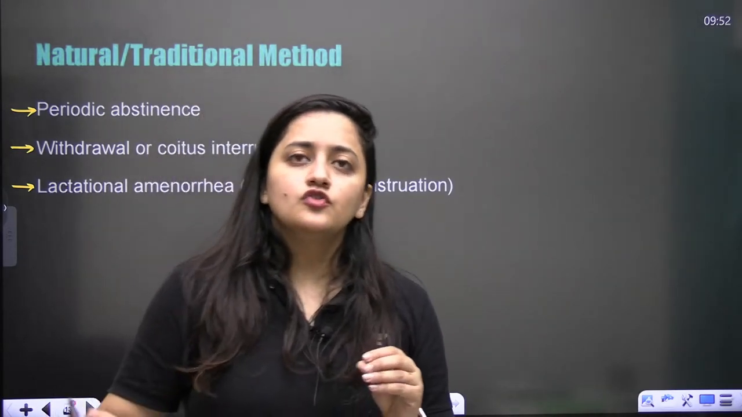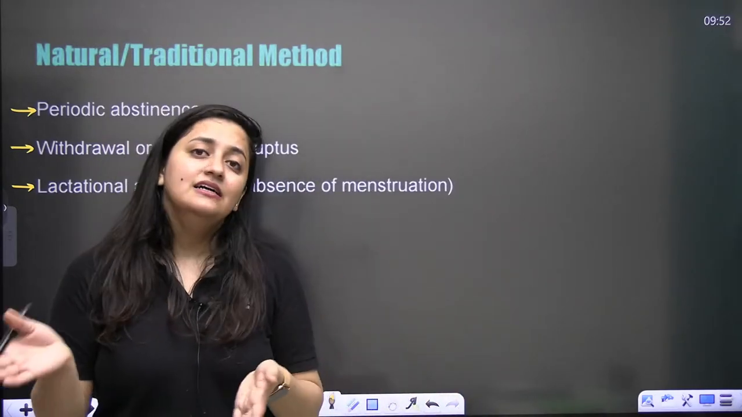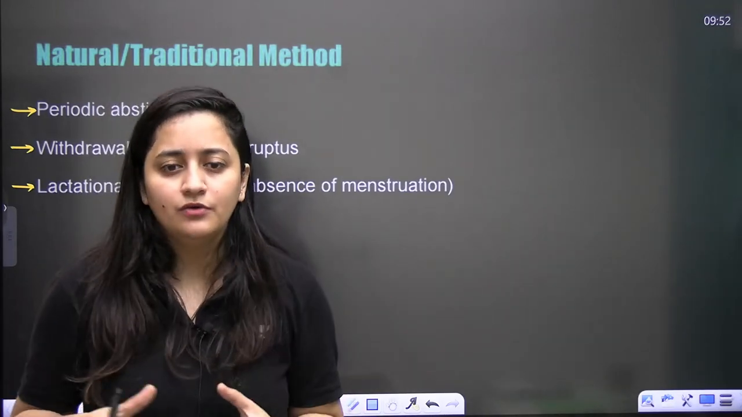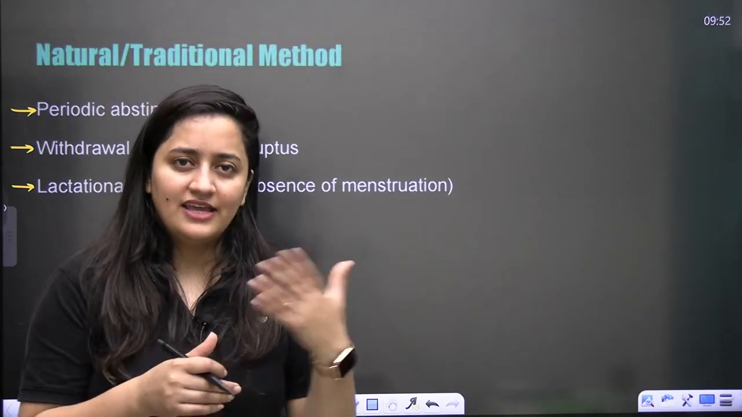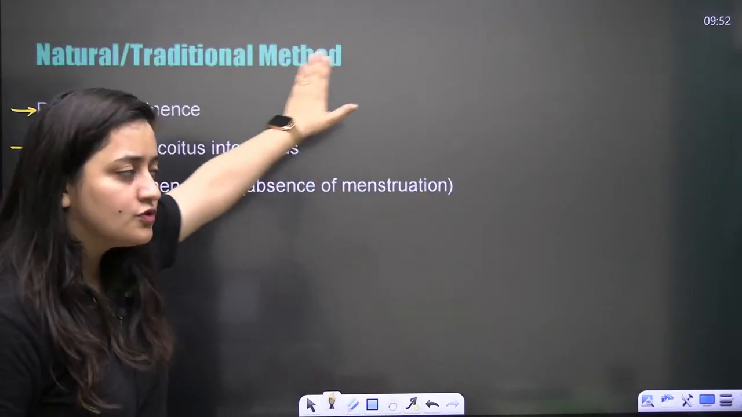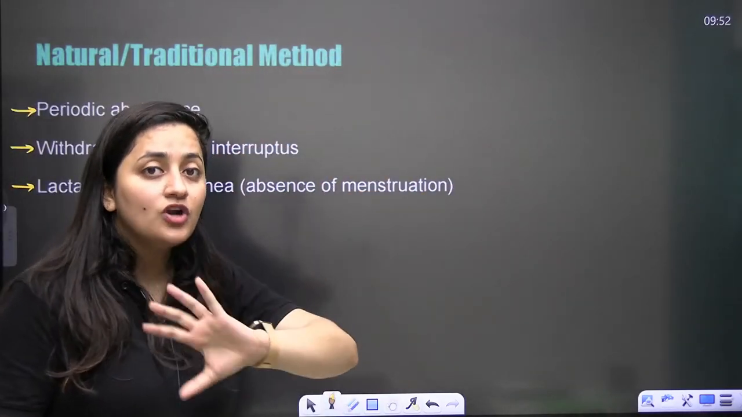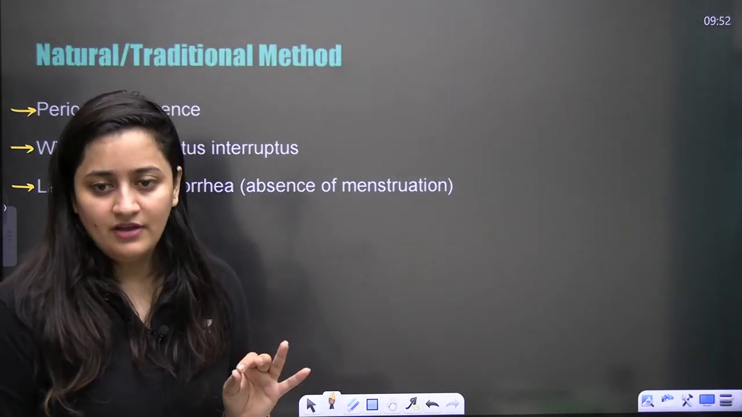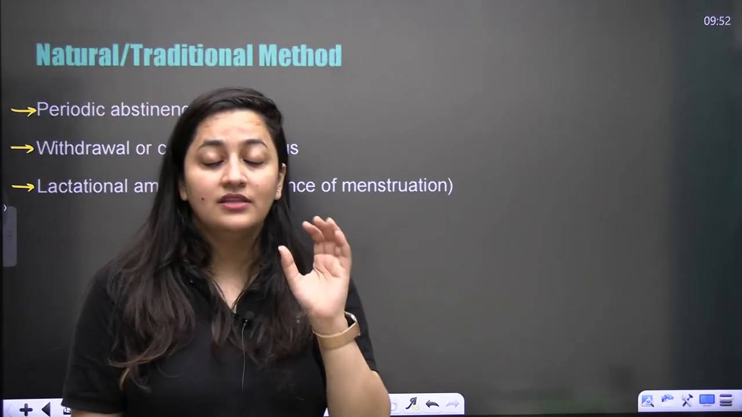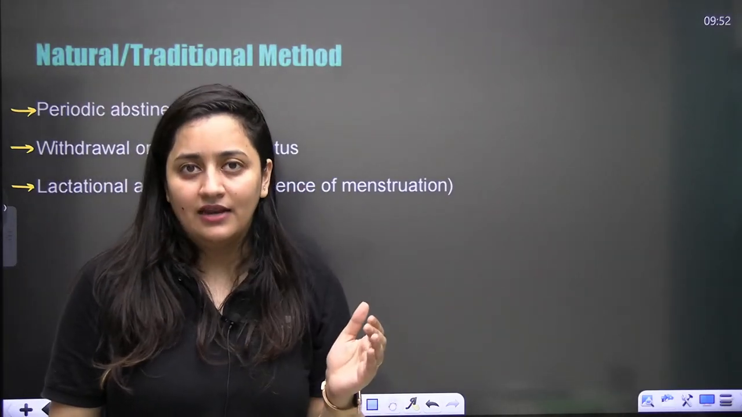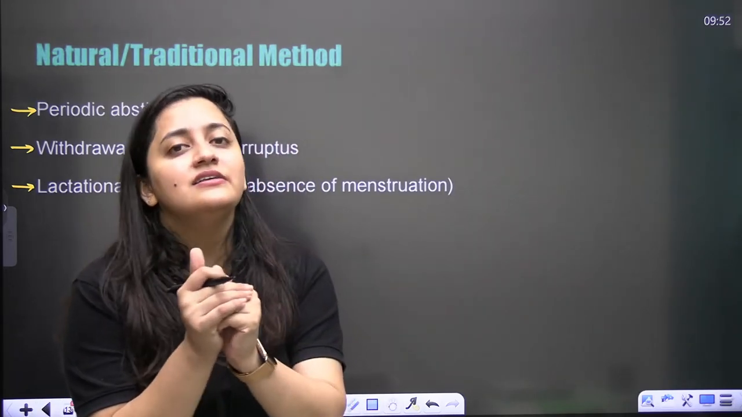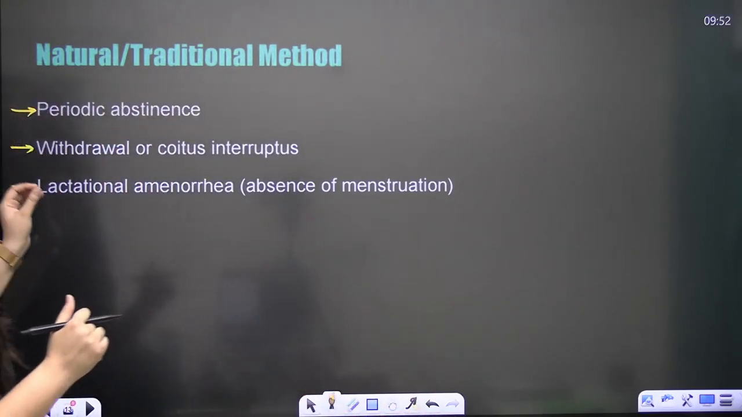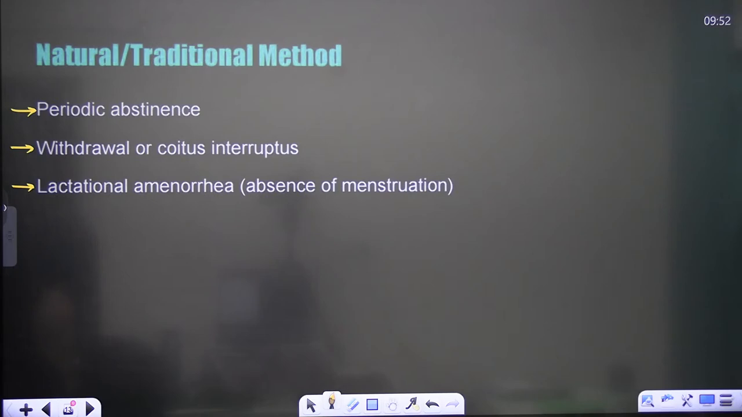Many years ago, people used to prefer these. Still they use them, but when it comes to the natural or traditional methods, they are not 100% safe. No doubt there is no side effect to the female, but their success rate is not high. When I say it is not safe, it means it does not ensure that there will be no pregnancy. The first is periodic abstinence. Do you know the meaning of this?